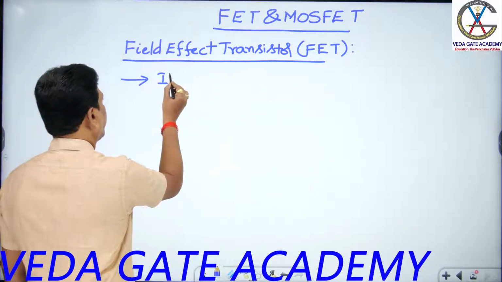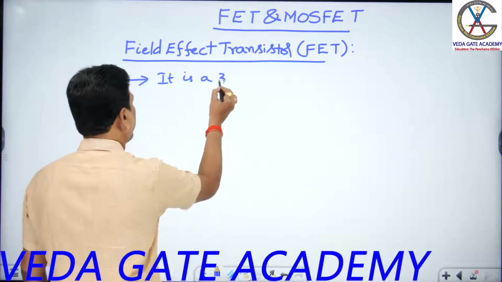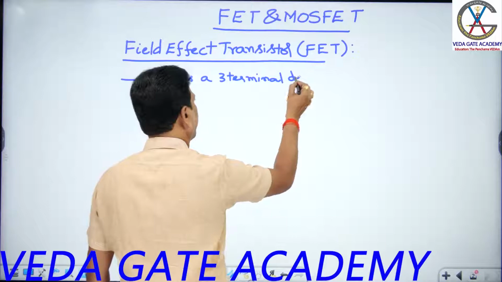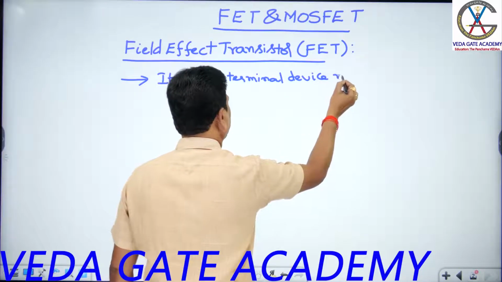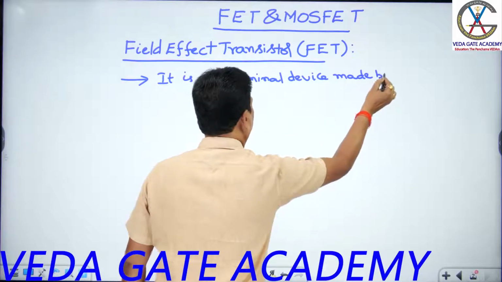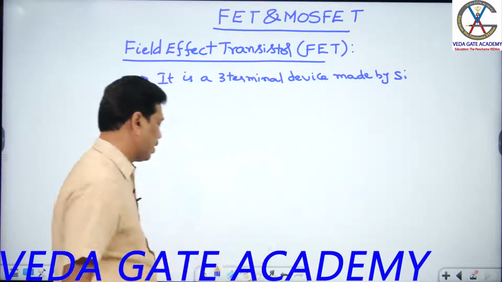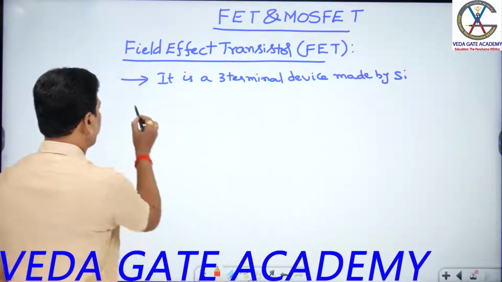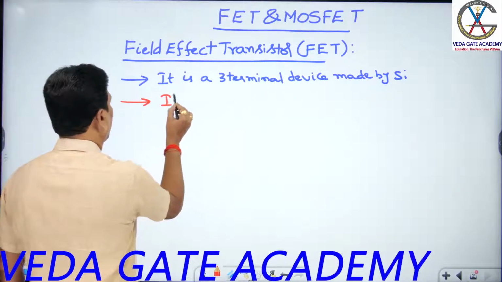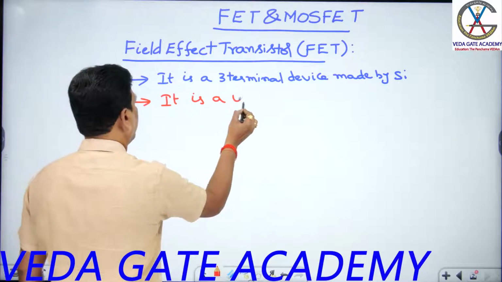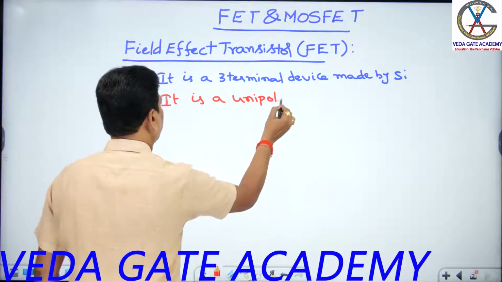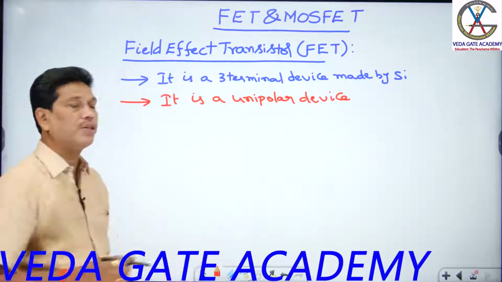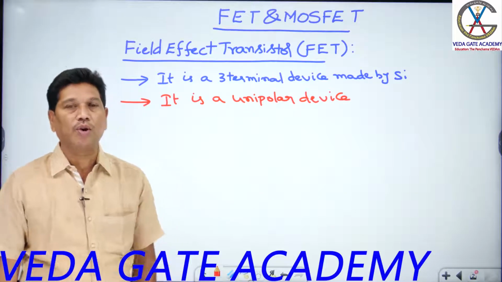So FET is a 3-terminal device made by silicon. Confirm now, students? It is a 3-terminal device made by what? Silicon. Right. As compared to BJT, I told you it is a unipolar device. BJT is a bipolar device, students. FET and MOSFET both are unipolar devices.